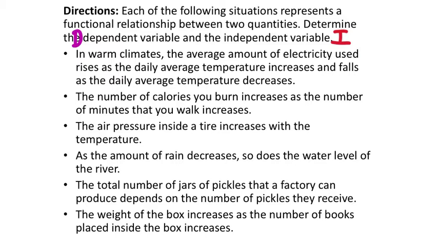So in this first one, it says, in warm climates, the average amount of electricity used rises as the daily average temperature increases and falls as the daily average temperature decreases, okay? So here we can see the two things that we're comparing. And again, this may take several readings or rereadings in order to actually understand what's going on here, but expect that, okay? Because these do take some time when we're just getting used to them.